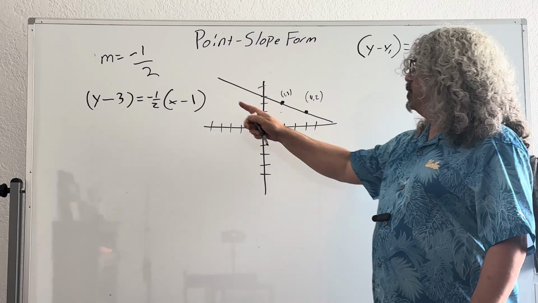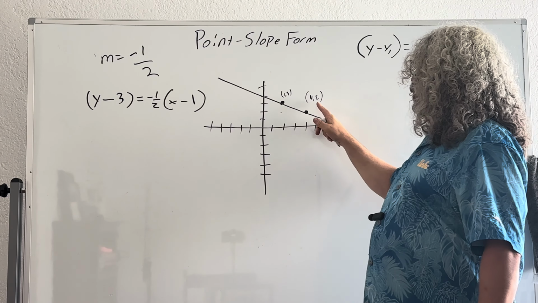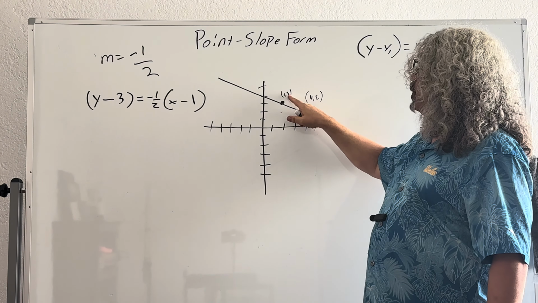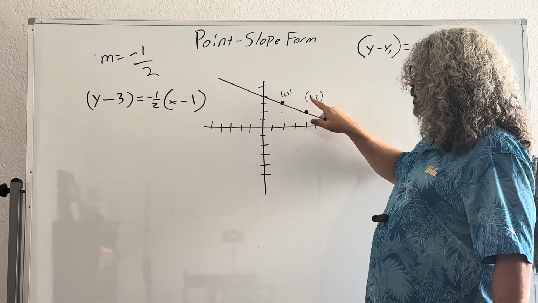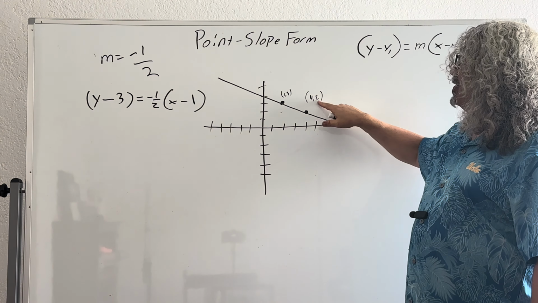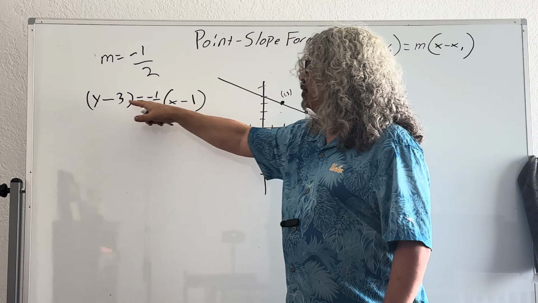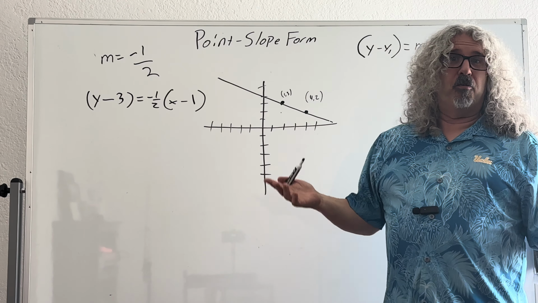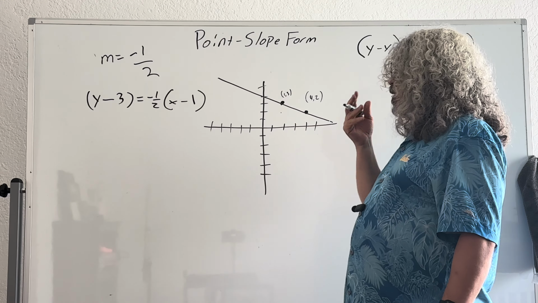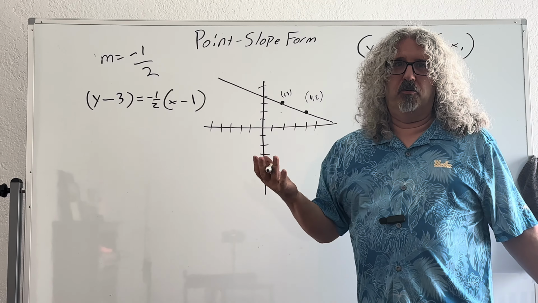Done. If I put a 4 there for that x and a 2 there for that y, if I went 4 and 2, I would get the same answer. It would still work. So as long as you have a point, you're golden. You're going to be fine.